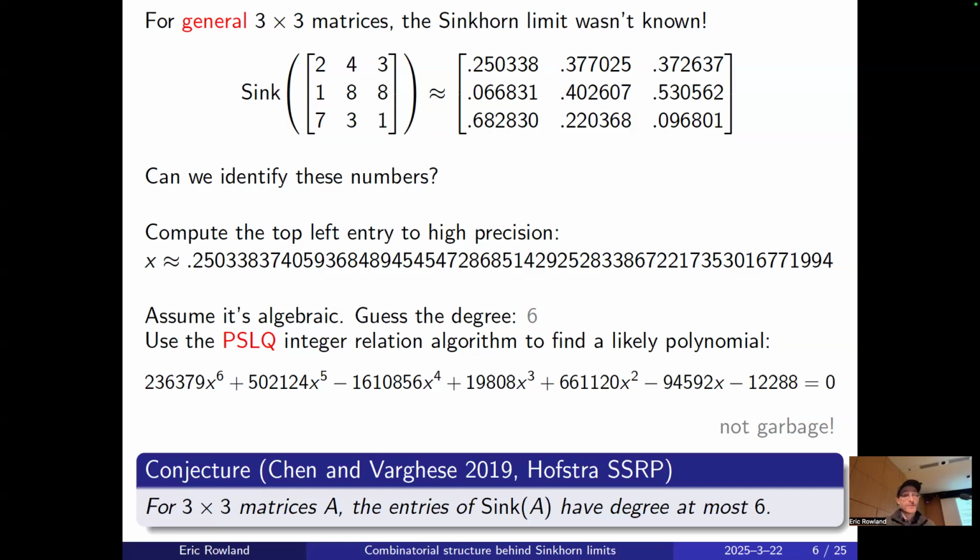And so their conjecture was that for 3x3 matrices, in general, the degree isn't 4 like it was for symmetric 3x3 matrices. The degree is actually 6. So all the entries, conjecturally, all the entries of the Sinkhorn limit of a 3x3 matrix are algebraic numbers with degree at most 6.